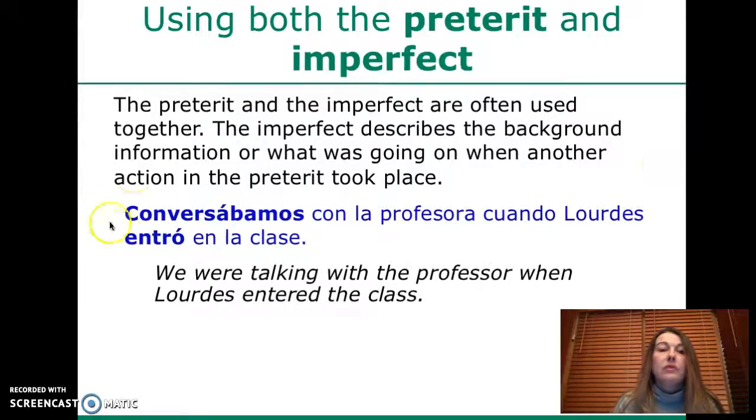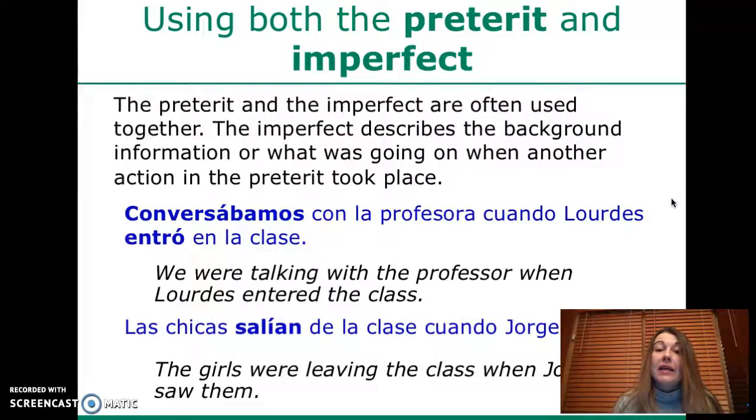Okay, so here we have conversábamos con la profesora cuando Lourdes entró en la clase. So we were talking with the professor. We don't know when it started. Okay, and we don't even know if it ended, but it was sort of interrupted, right? Because Lourdes entered the class. She came into class and she kind of interrupted this ongoing action of us talking.